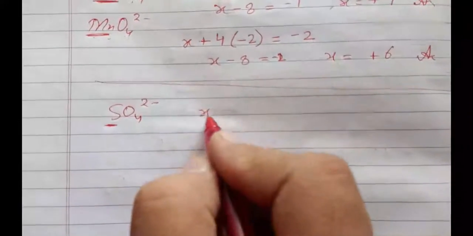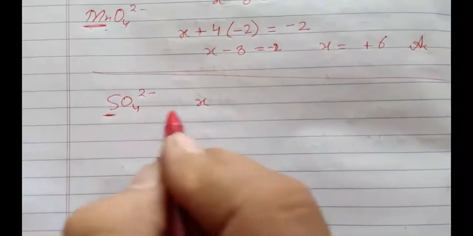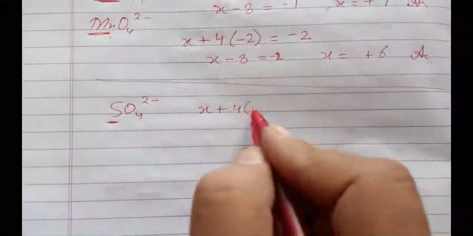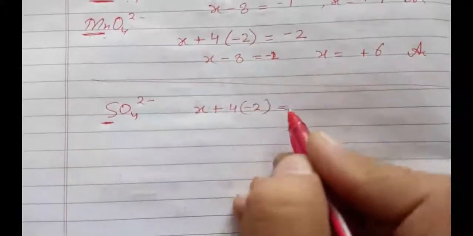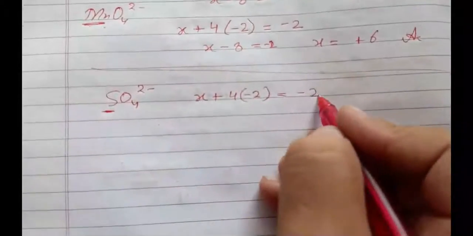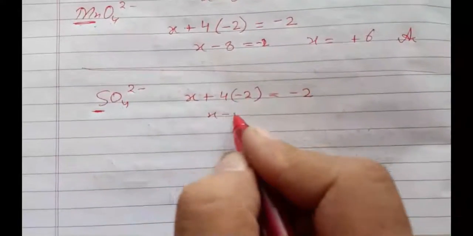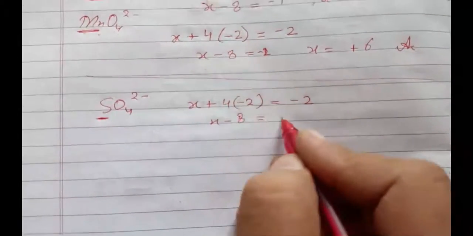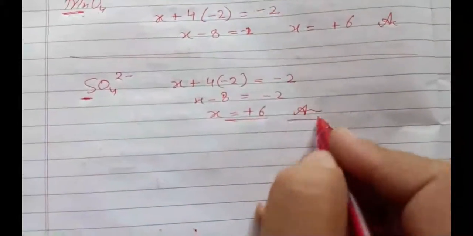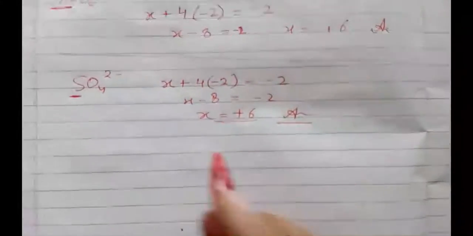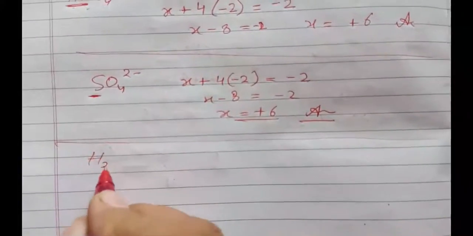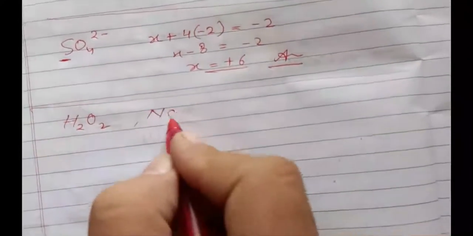Then how can you solve? For S we don't know, we write x plus we write 4 first, then oxidation number of oxygen -2. Total must be equal to the charge on the ion, so we write -2. So x minus 8 is equal to -2. The x will be equal to +6. This is how we solve. Now I take peroxide examples, like H2O2 and Na2O2.